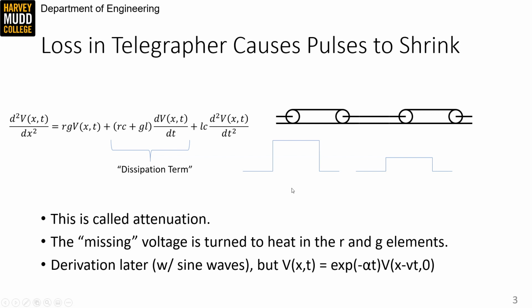We can be more specific about how small an attenuated wave becomes. We'll do a full derivation of this later, but it turns out that attenuation introduces an exponential scaling factor to the shape of the wave that makes it smaller and smaller as the wave propagates further, and I've shown that down here.